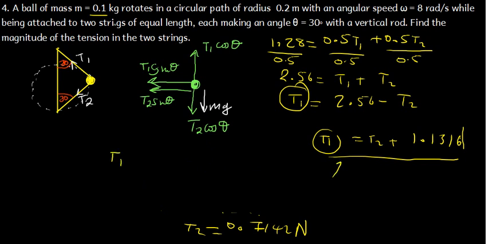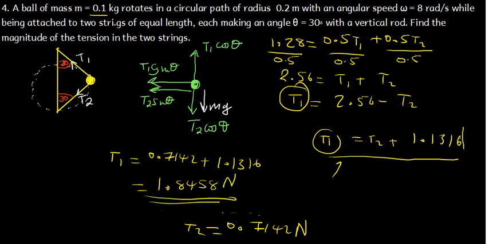So T1 is equal to T2, which is 0.7142 plus 1.1316. So that is going to give us 1.8458 newtons. These are the values for tension 1 and tension 2 then.